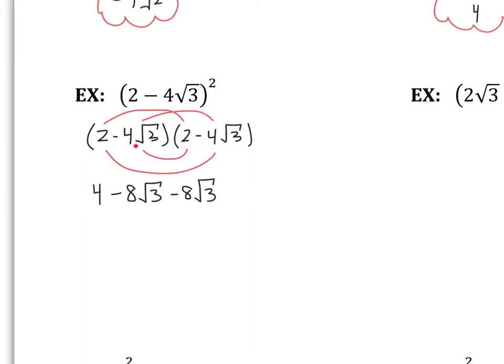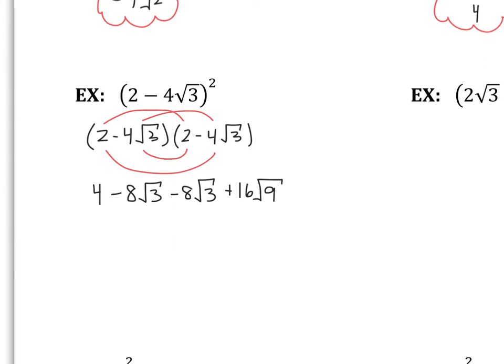And now finally these last two terms, negative 4 root 3 times negative 4 root 3, we have negative 4 times negative 4. So that goes to positive 16. Then we have root 3 times root 3. So we can multiply underneath there. So that becomes the square root of 9. Now, if you just jump to saying, oh, well, the square root of 9 is really just 3, I'm totally fine with that, okay? But just make sure that's how we get that.